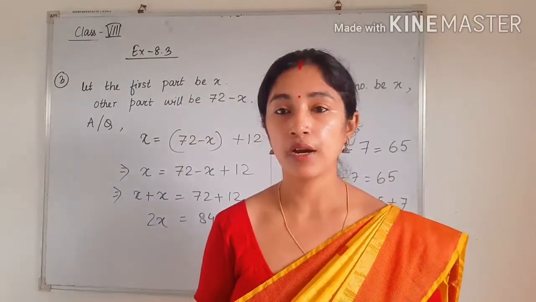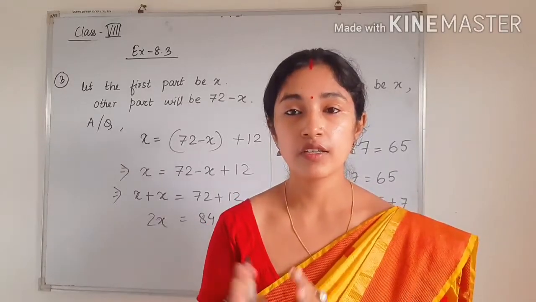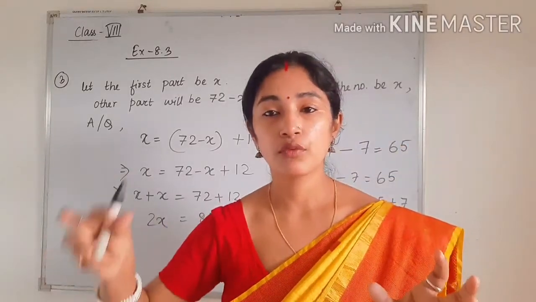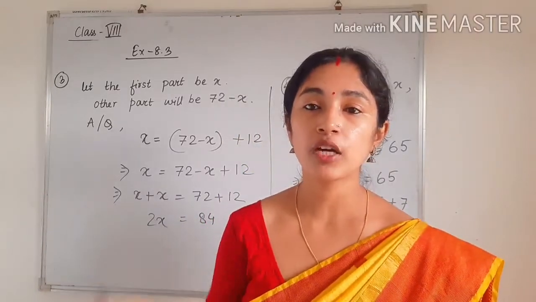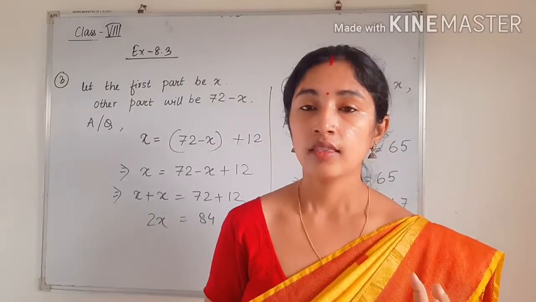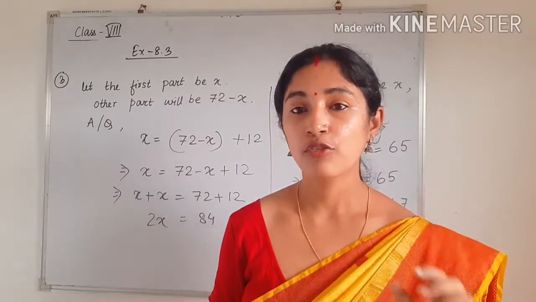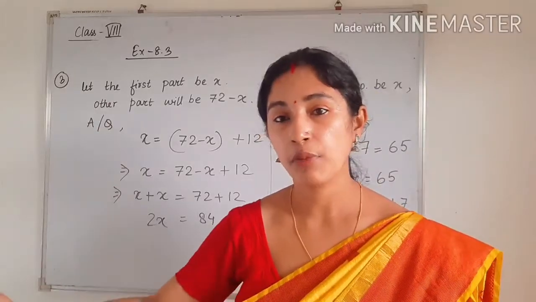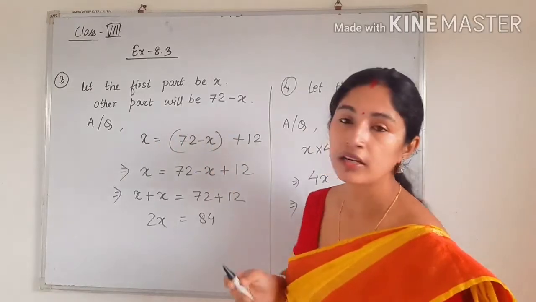So what will be the second part? See what is given. You have to divide 72 into 2 parts. So if I divide 72 into 2 groups, and one part is x, then we can find the value of the second part by subtracting the first part from the total. Total is 72. So if the first part is x, then the remaining part is 72 minus x.